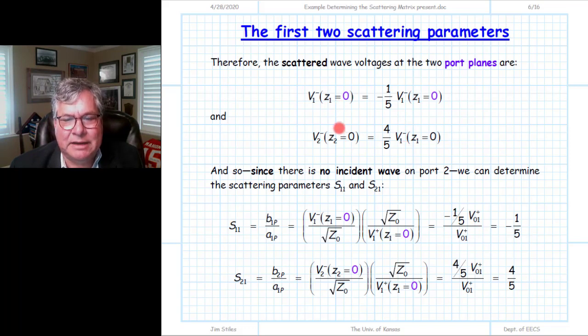Now that we have these values of the scattered waves, V1 minus and V2 minus, when evaluated at the port plane, again, a complex number, we can insert them into our definitions for our scattering parameters in terms of the normalized wave amplitudes A and B. Insert them in there and do a little algebra, and we get S11 is equal to minus 0.2 and S21 is equal to 0.8.